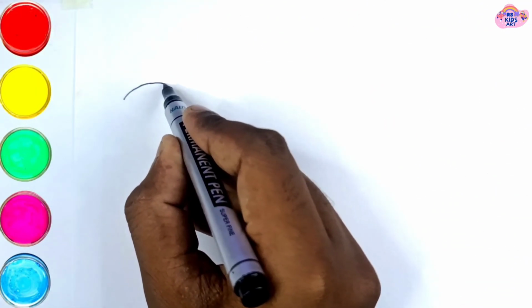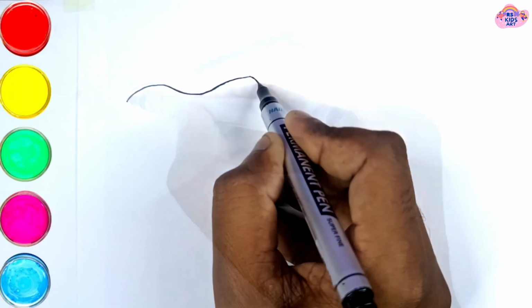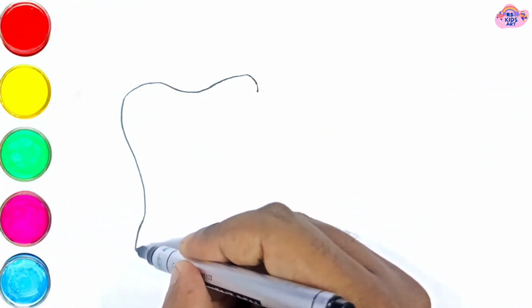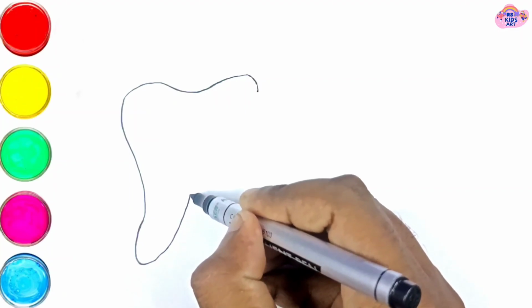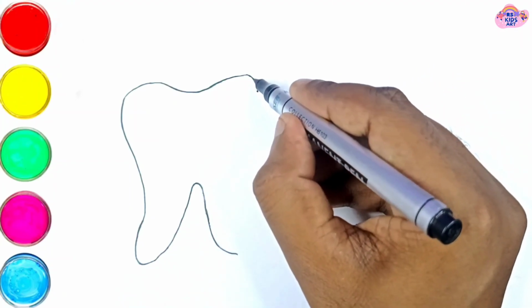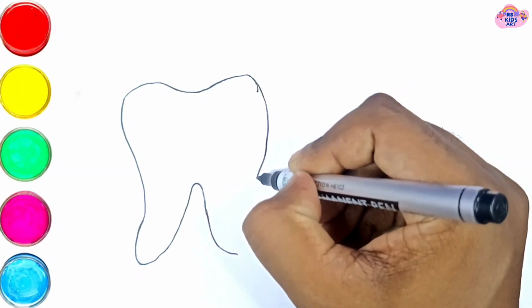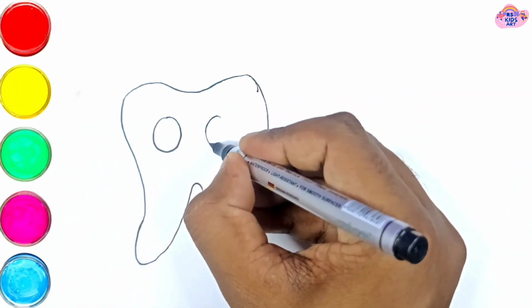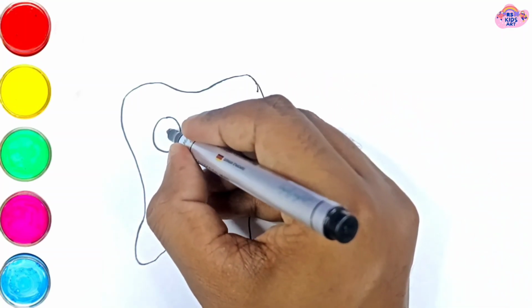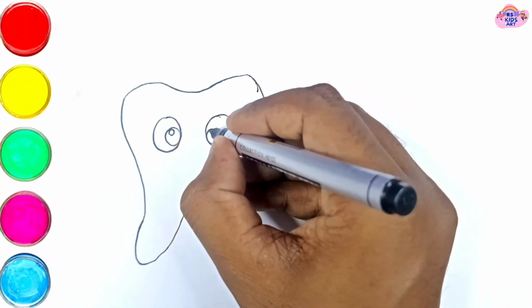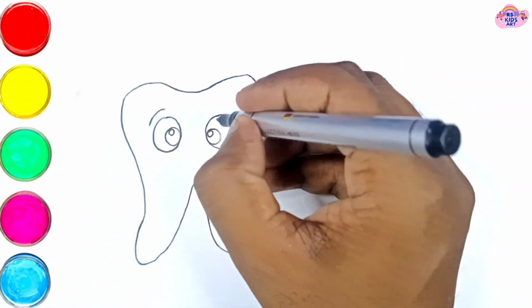Hello kids, we are drawing toothpaste and brush. Let's start. We complete beautiful painting. Wait for N. We complete tooth.